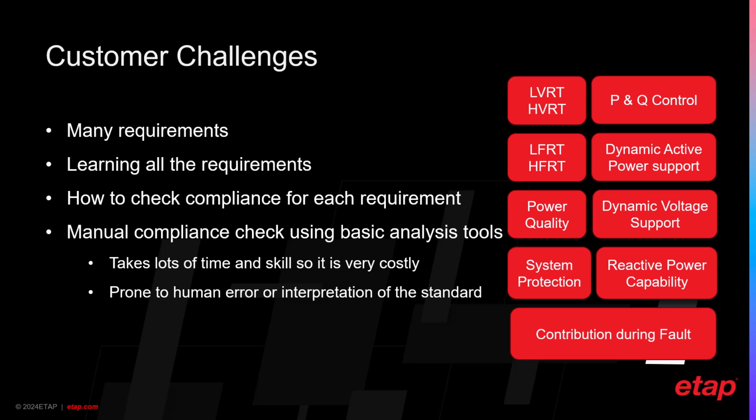Learning and manually checking the compliance for each requirement against these standards or codes requires lots of skills and time, so it would be very costly. For instance, in the case of reactive power capability requirements, it is essential to run hundreds of load flow studies and compile the results considering many operating limits of assets within the power plant to determine overall power plant reactive power capability and grid code compliance. Further, manual grid code compliance study can be prone to human error and interpretations of the standard.